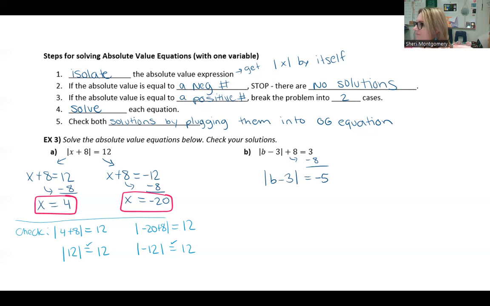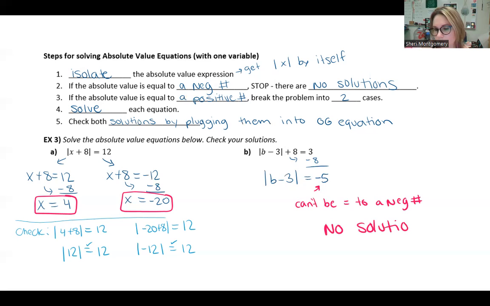Okay, Jacob, you guys are right. Yep, we have to stop. So what is our answer? It can't be equal to a negative. So write this down because you want to remind yourself when you're looking at your notes. Your answer for this one: no solution.